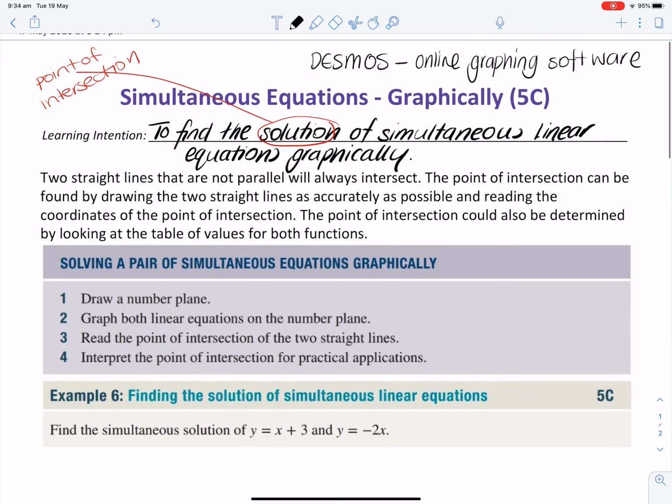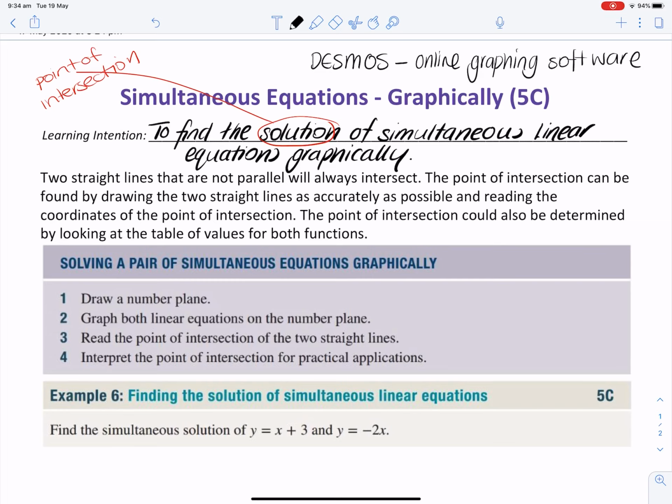Two straight lines that are not parallel will always intersect. The only two lines that don't are parallel lines, because they're like train tracks, they never meet. Every other two straight lines will meet at some point, even if it doesn't look like they will on your graph. If you were to extend them out, they will. The point of intersection can be found by drawing the two straight lines as accurately as possible and reading the coordinates of the point of intersection.